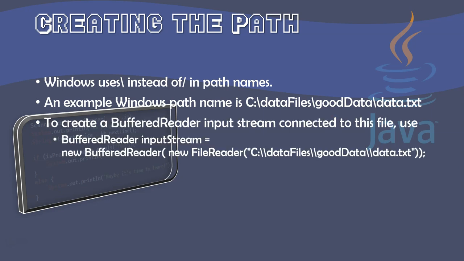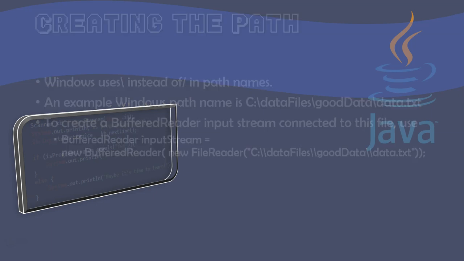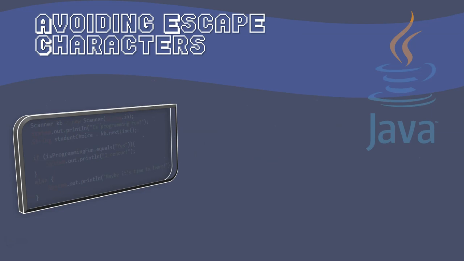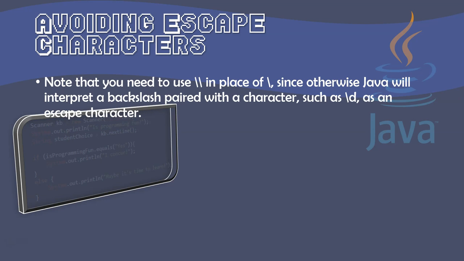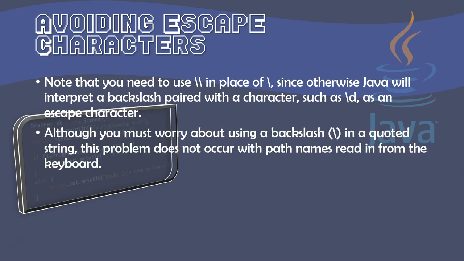Now, if we want to create a buffer reader that connects to this file, of course, we can use the file. We've got BufferedReader inputStream = new BufferedReader(new FileReader...), and of course you can see we have a full file path name here. As I've already mentioned, we have to be careful here because we want to avoid escape characters. You'll notice that we use a double backslash in place of a single slash, since otherwise Java will interpret that backslash paired with a character, such as \d, or any of our other familiar ones, and say, oh, there's a slash mark here, what escape character do you want to use?